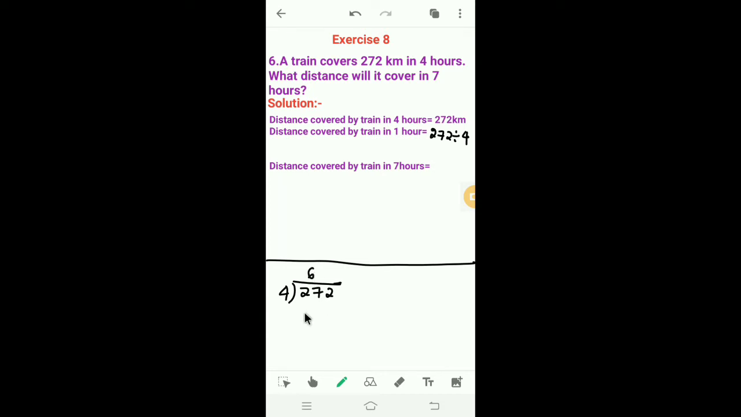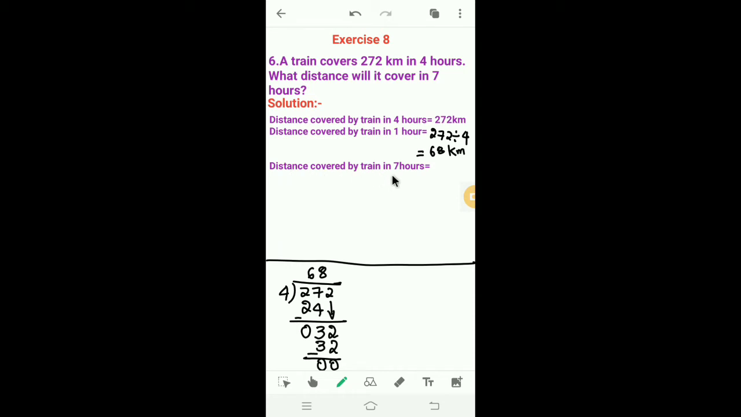Four sixes are 24. 7 minus 4 is 3. 2 minus 2 is 0. Next we have to take 2 down. 4 eights are 32. 2 minus 2 is 0. 3 minus 3 is 0. Therefore, distance covered by train in 1 hour is equal to 68 km.